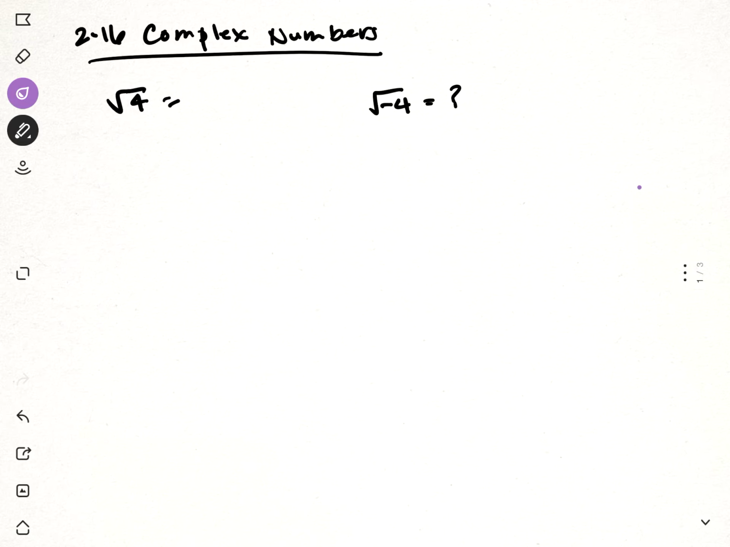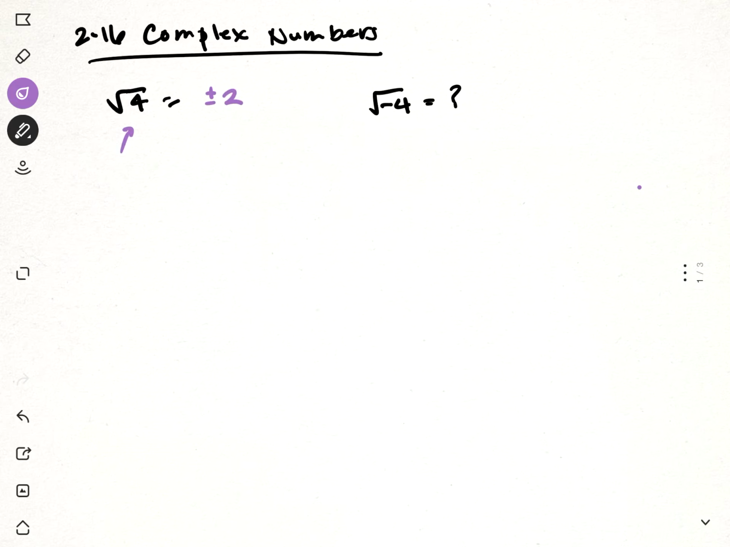So before we talk about complex numbers, let's just talk about square roots, because complex numbers have their foundation in square roots. If I ask you what the square root of 4 is, we'd say that's positive and negative 2, right? If we take the square root of a number, it's always going to be positive and negative from now on in algebra.